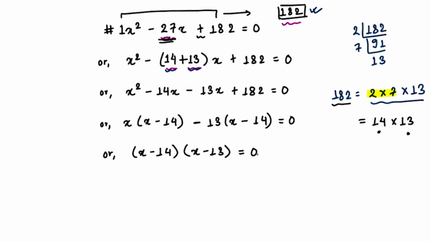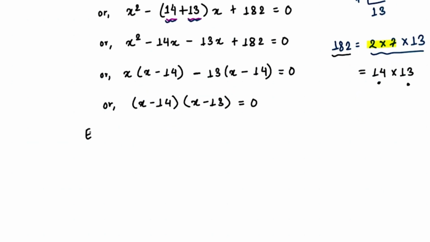Now we just do either or, right? So we have either this bracket over here is 0. So we have x minus 14 equals to 0. Or we have this bracket over here equals to 0. So we can write x minus 13 equals to 0.